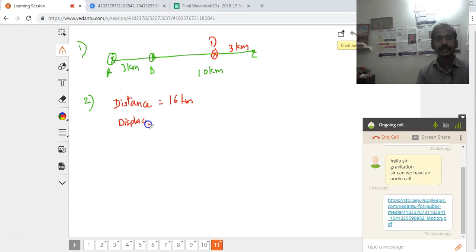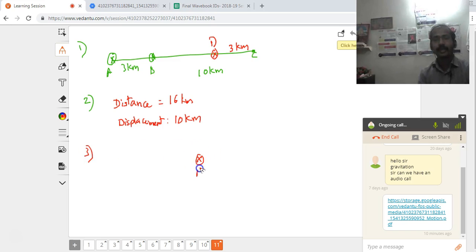And displacement is 10. How did you calculate 10? Because it went from A to C and then back to D, so here we have to calculate from A to D, not A to C. That is 10 kilometers. Third problem I'll give you.